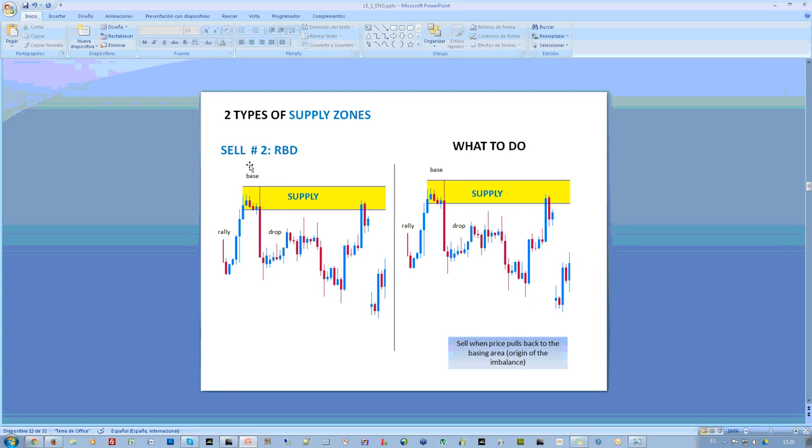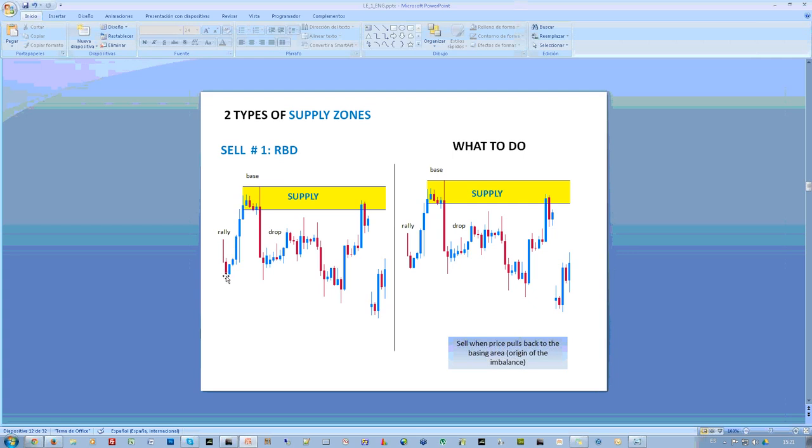I will describe what a supply zone is, and this will be applicable to the demand zones. I won't do the demand zones because this will be just the images upside down, really. The first type of level that we have is the rally-based drop.